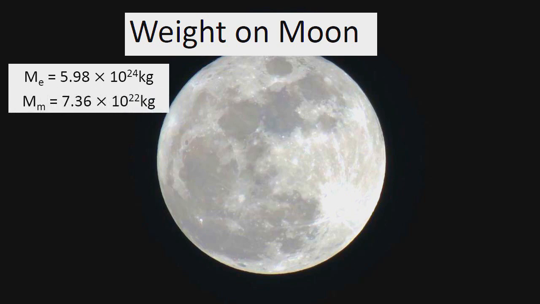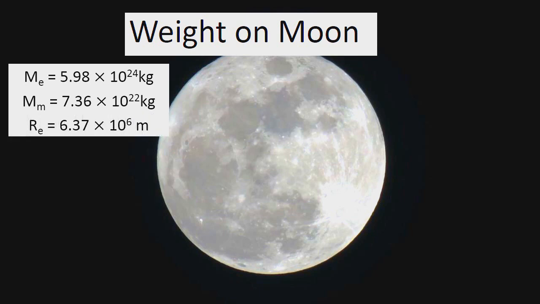M suffix m, that is mass of moon is 7.36 into 10 raised to 22 kg. Now you may come to the conclusion that mass of moon is more than the earth. गलत, ऐसा नहीं है. Look at the power of 10. 10 raised to 22, and for earth it is 10 raised to 24. 10 raised to 22 is 100 times less than 10 raised to 24. So you can say mass of moon is almost 100 times less than that of earth.